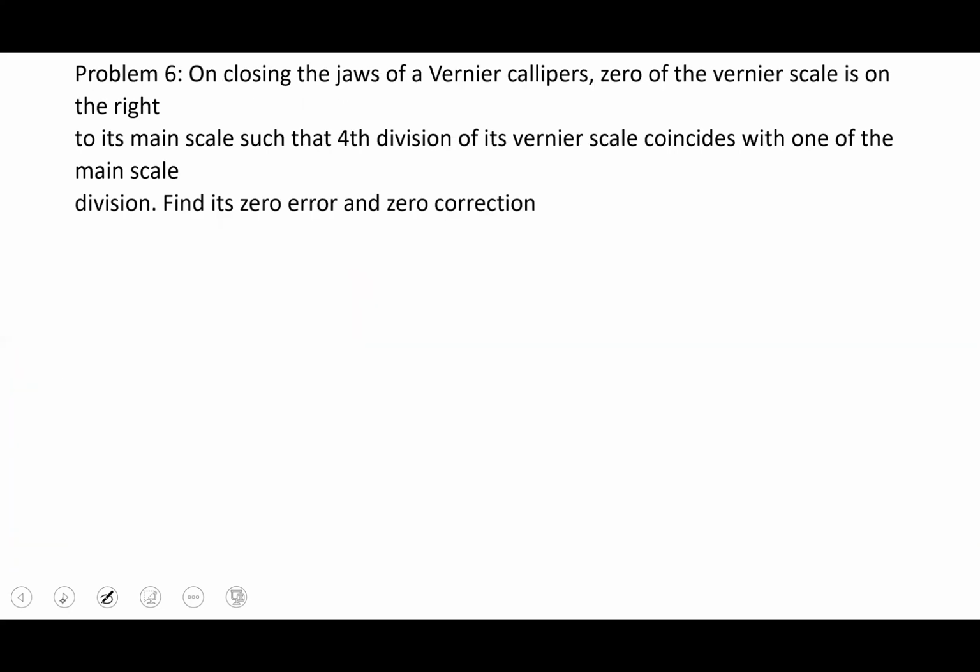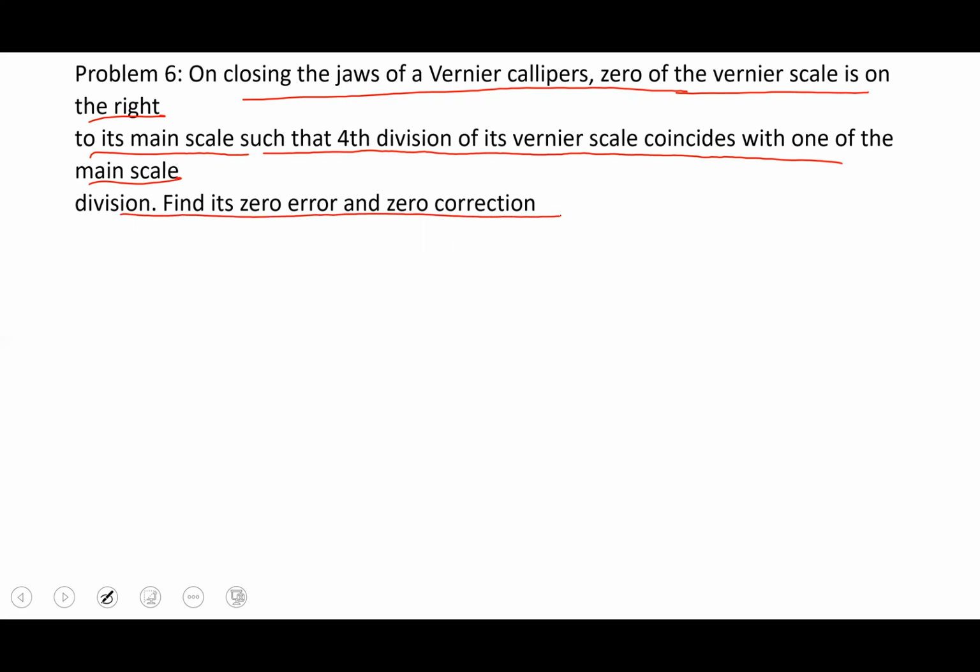Then question 6 says, on closing the jaws of a vernier caliper, the zero of the vernier scale is on the right. To maintain such that the fourth division of the vernier scale coincides with one of the main scale, find the zero error and the zero correction.